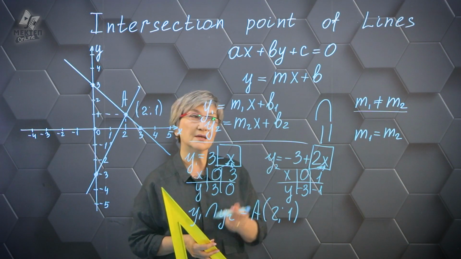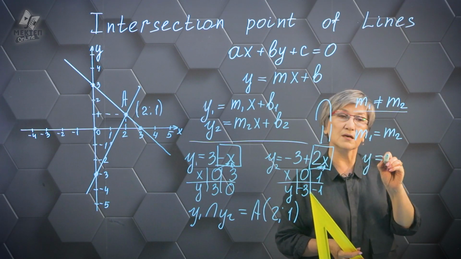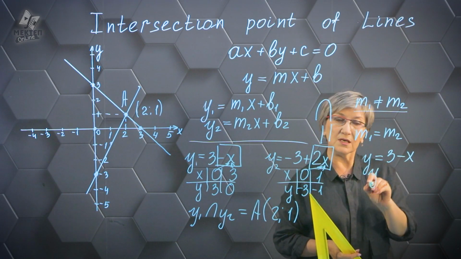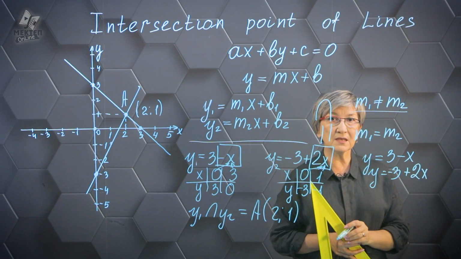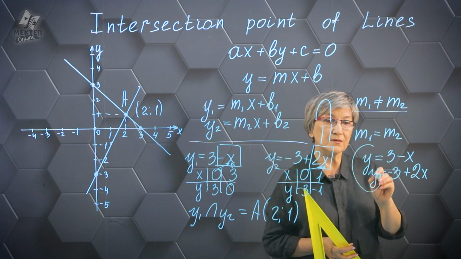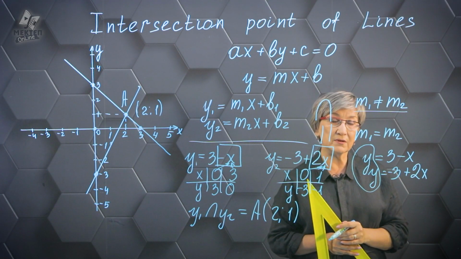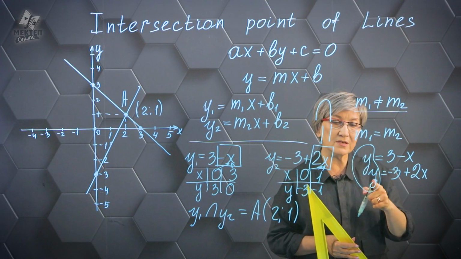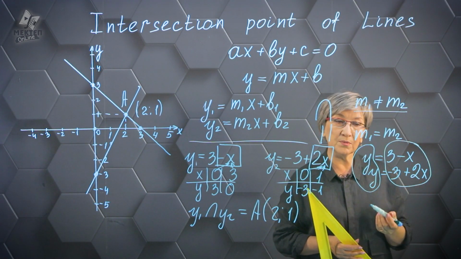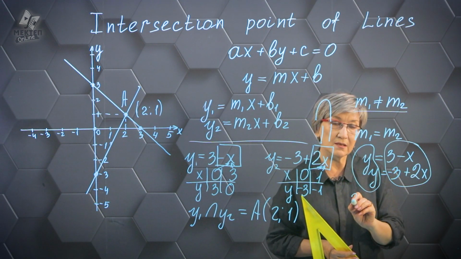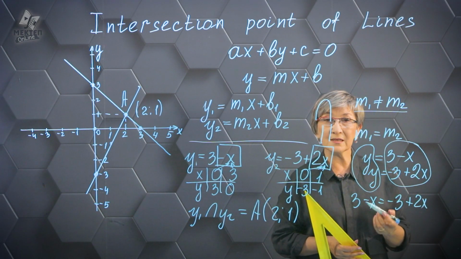What does it involve? Let's note it down again, the functions. The first function is y equals 3 minus x, and the second function is y equals minus 3 plus 2x. Pay attention to the fact that the left side of both equations equals y. Then there is a wonderful rule in mathematics. If the left sides of the equations are equal, then the right sides must also be equal. Therefore, I can set the right sides equal to each other. 3 minus x equals minus 3 plus 2x. And solve this equation for one variable.